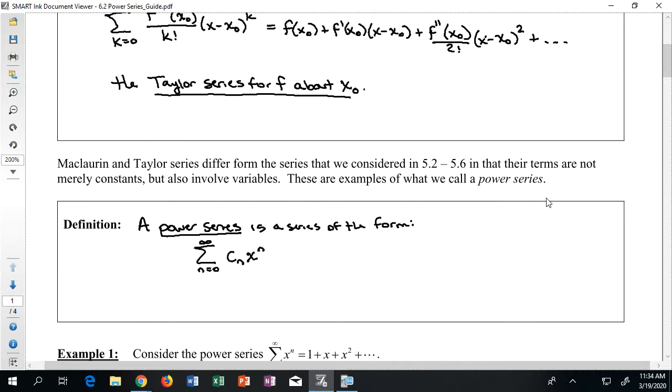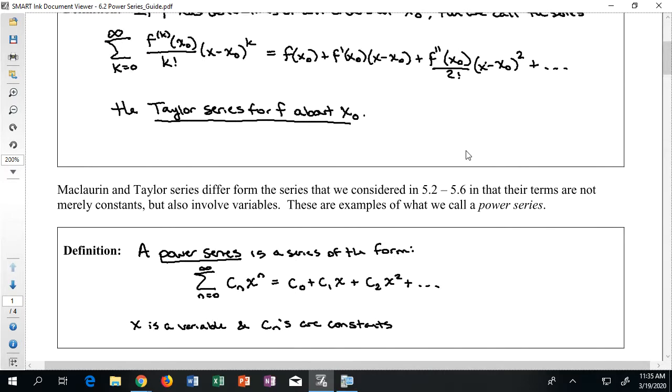the sum of c_n times x^n, which is equal to c_0 plus c_1 times x plus c_2 times x squared, and on and on and on forever. Notice here, x is a variable, and the c_n's are constants. We have the same thing in the formula above. It's just that in these underlined red pieces, we actually had values in place of those constants because we were dealing with a very specific, infinitely long polynomial looking thing.